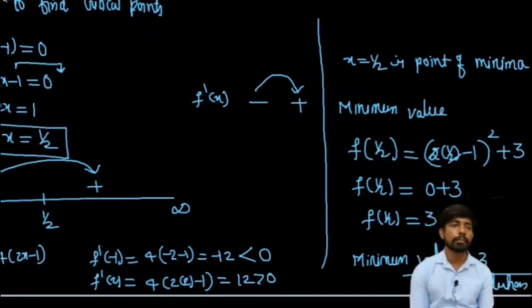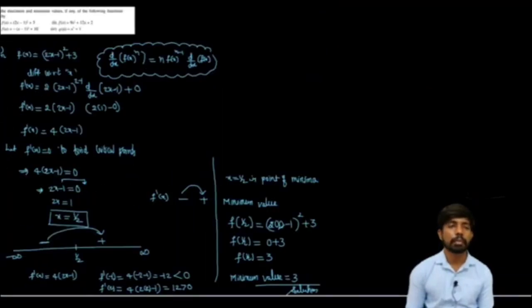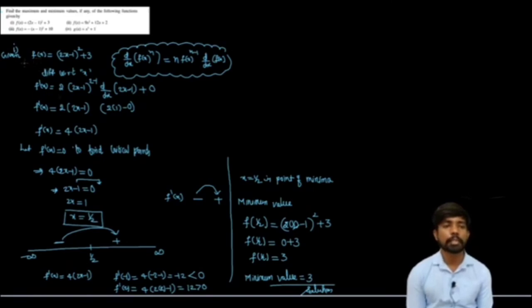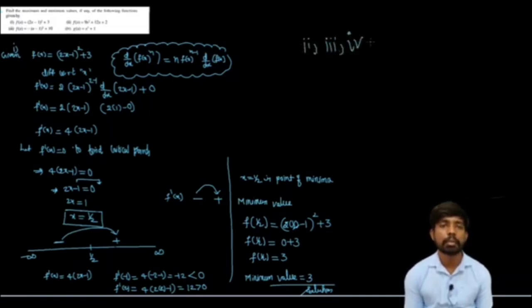Is this clear? This is the procedure. For a function, differentiate the function and make it equal to 0 to find critical points. We got a critical point, plotted a number line and found the signs of the slope, changing from minus to positive. So we can say this is minima. That's all. You guys can solve the second, third, fourth, so consider the remaining as homework.